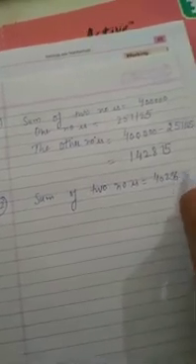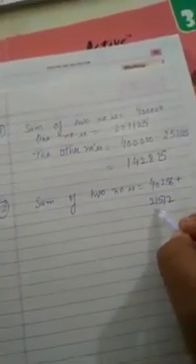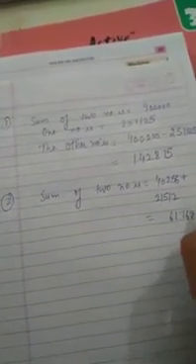Means first you can write sum of two numbers, that is 40,256 plus 21,512, that is 40,256 and 21,512. You have to add this. Whenever you add this, the answer will be 61,768.